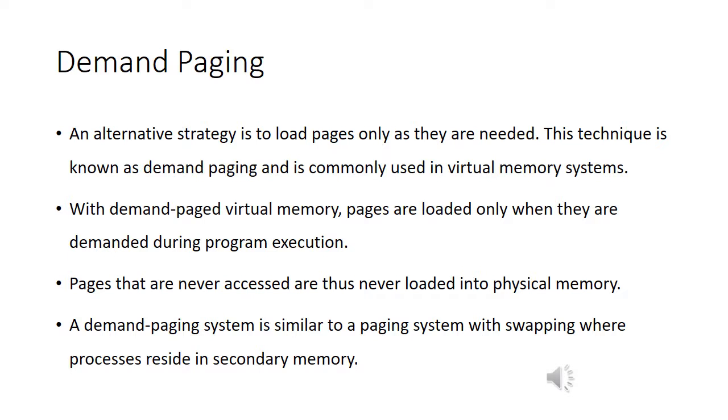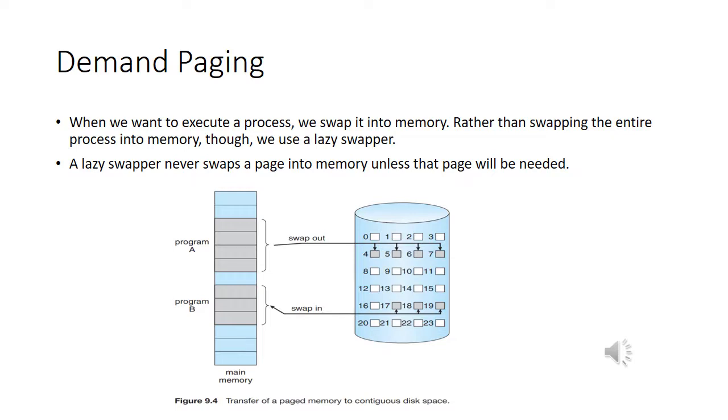So in a demand paging system, as in simple paging, you use a swapper to swap in the pages from the disk or the secondary memory. For executing a process, we swap it into memory. Rather than swapping the entire process into the memory, we use a lazy swapper. That is, the swapper used in demand paging is called a lazy swapper. A lazy swapper never swaps a page into the memory unless that page will be needed.